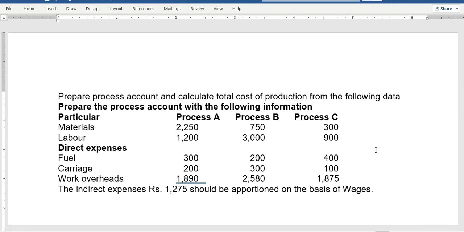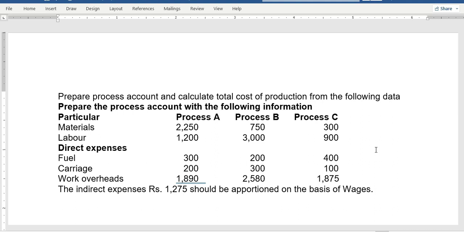Now we are going to see a process accounting sum in cost accounting. In this sum we have three processes A, B and C. There is no scrap value given, no loss or wastage given, and we are not supposed to find any abnormal loss or gain since no value has been given. So we are directly going to post all those expenses and carry over the closing stock to the next process.